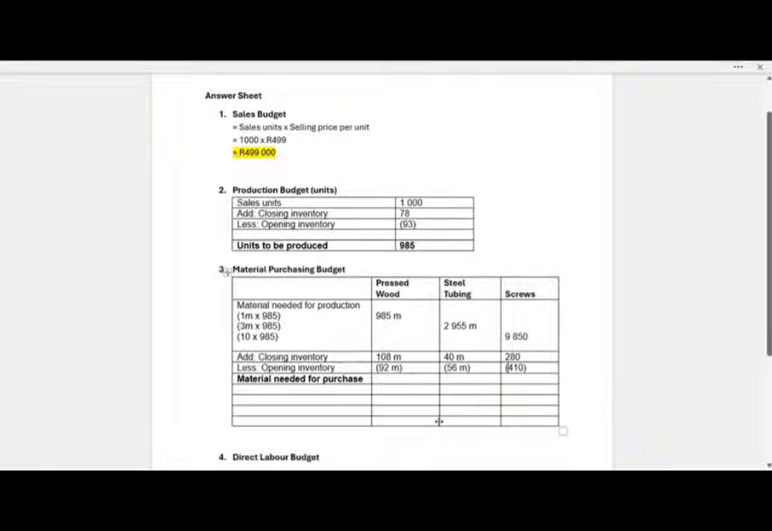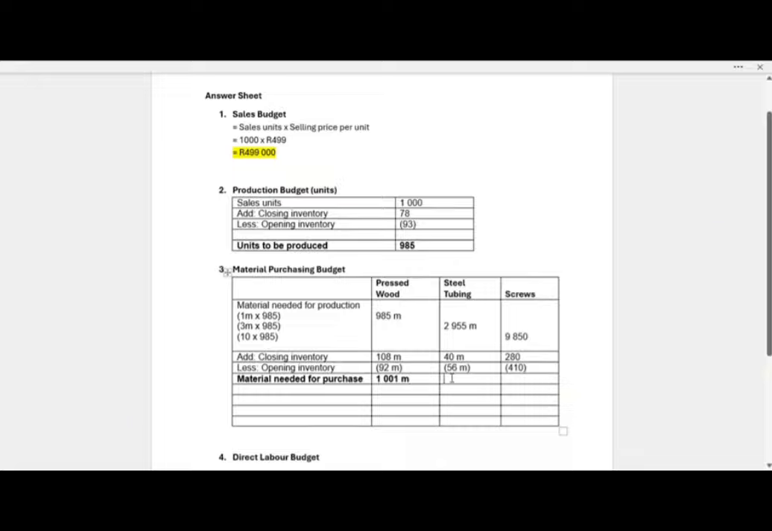All right, and then now let's calculate. Let's start with the pressed wood. With the pressed wood right there, we are going to say 985 meters plus 108 minus 92. I am getting 1001 meters of wood are needed to be purchased, or are required for purchase.